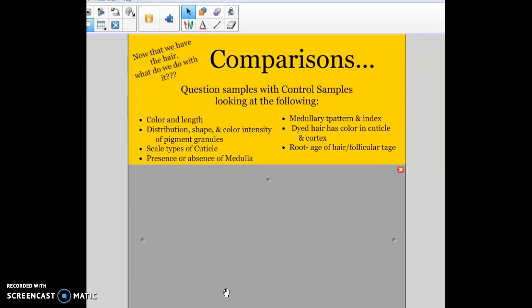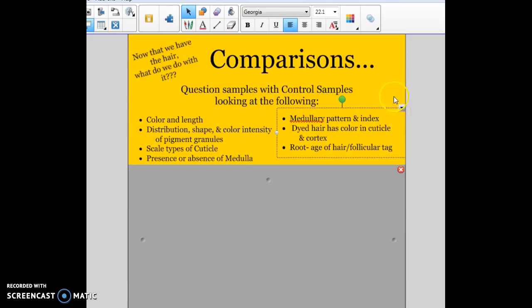So to recap, now that we have the hair, we've collected it, here are all the comparisons. If you had an unknown hair, say from the crime scene, and you had hairs from your suspects, here is what they are going to take a look at. They're going to look at color and length, the distribution, shape, and color intensity of the pigment granules, like brown, red, blonde, and so forth, the scale types of the cuticle, whether or not there's a medulla, and if there's a medulla, what is the medulla pattern and what is the medullary index. And then if the hair has been dyed, what does it look like in the cuticle and the cortex? And then the root, to look at the age of the hair and the follicular tag. Those are some of the things that they are going to compare.